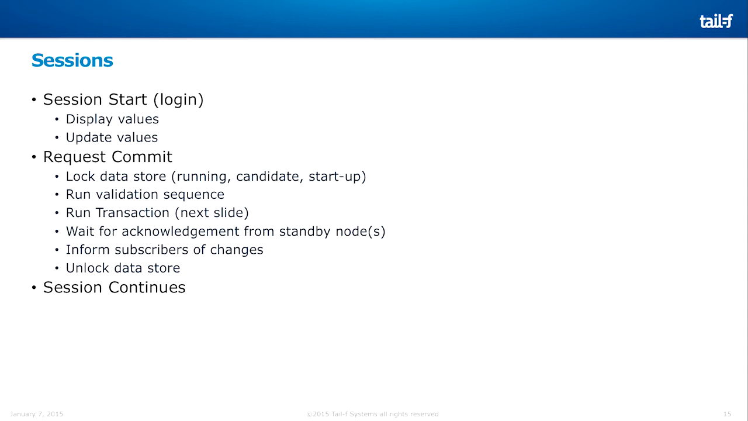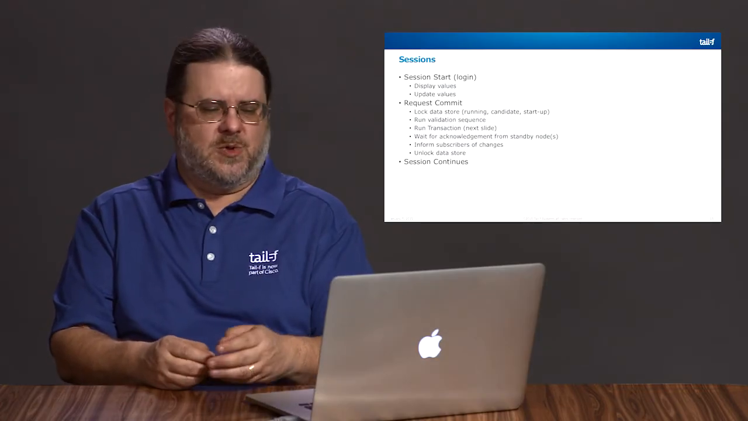Also, if there's been any external validation code registered with the system, that validation code will be called, and as long as all the validation passes, then we'll move on to the actual prepare and commit phases of the two-phase commit transaction. We'll wait for acknowledgement from standby nodes if there is any replication in place in synchronous mode. It will inform any CDB subscribers of changes that have been effected. Once all of that completes, then the lock will be released and others can then make write changes into the data store.